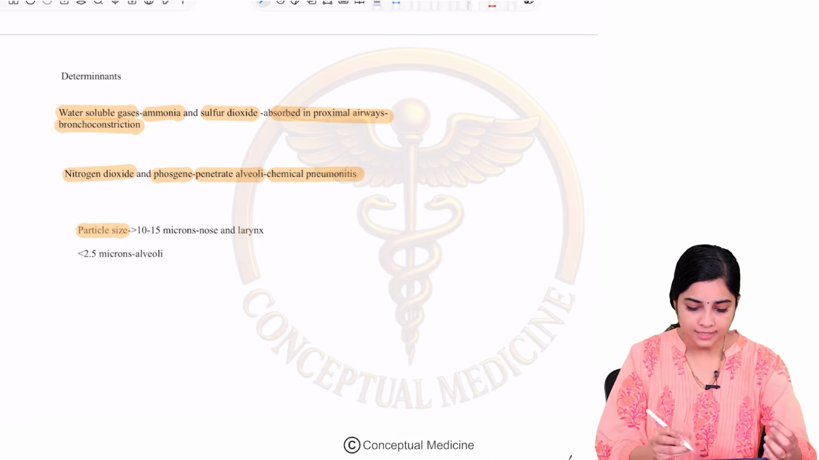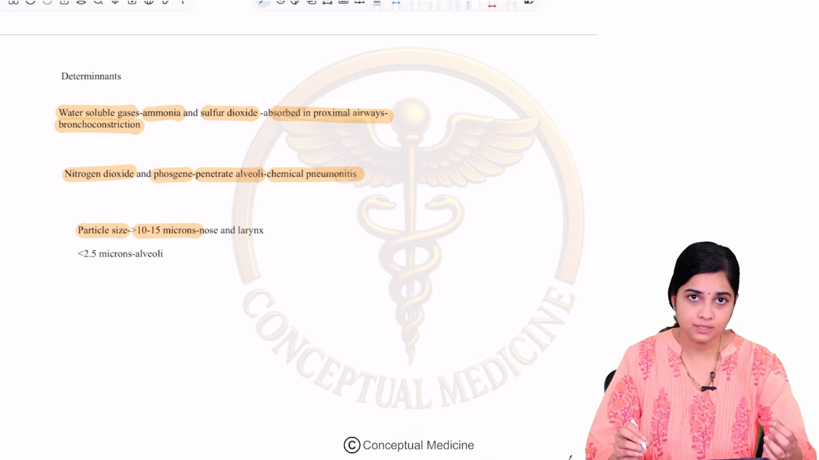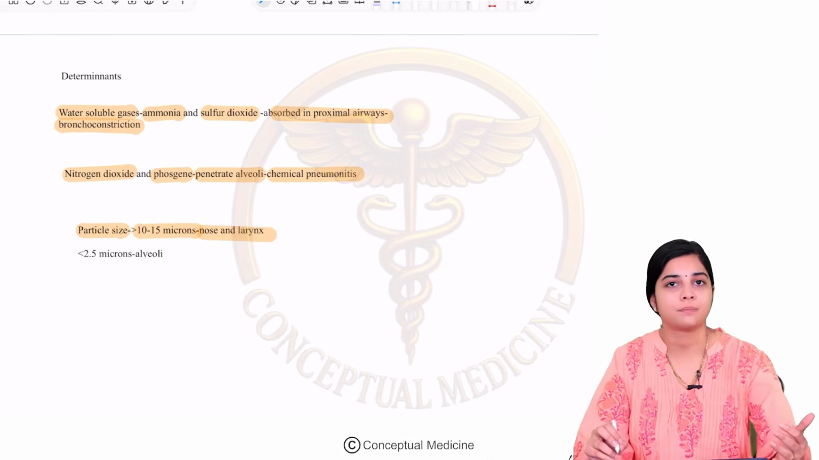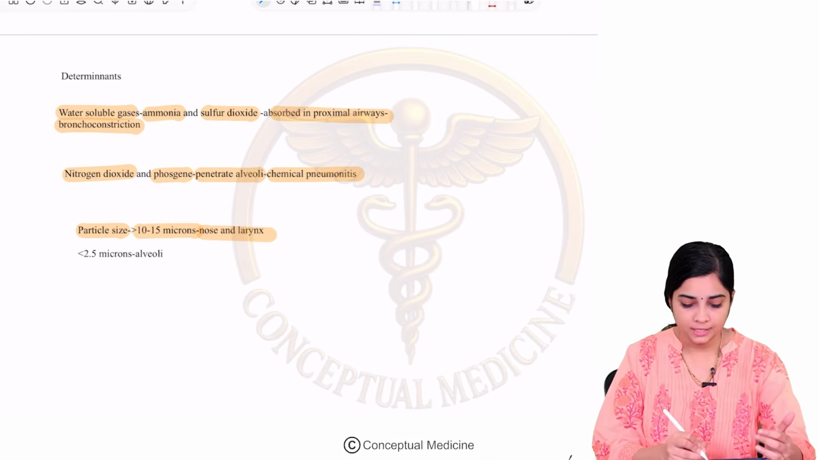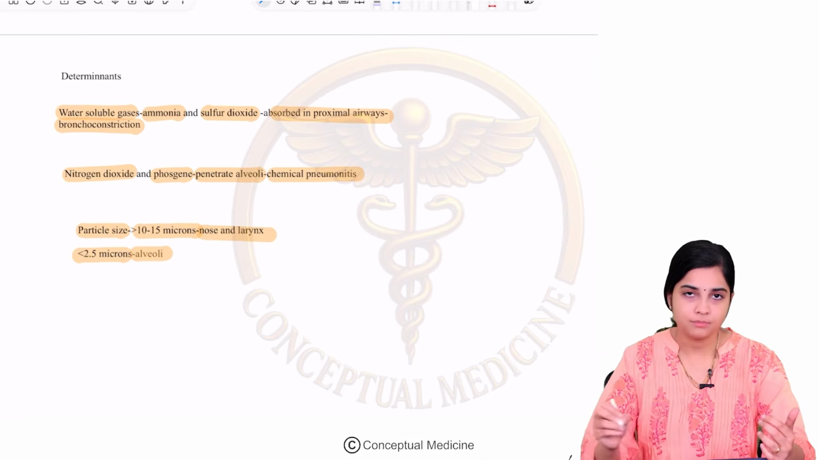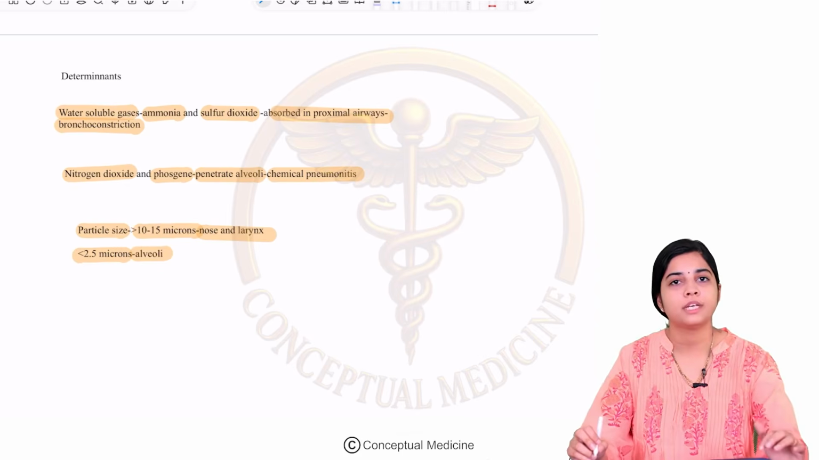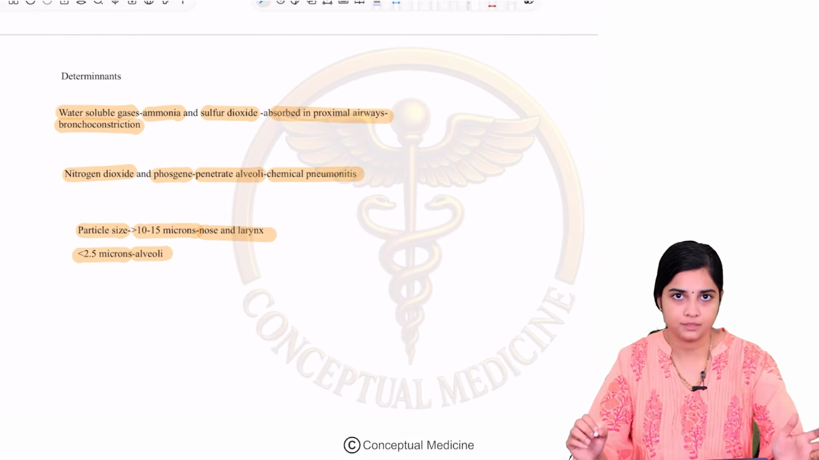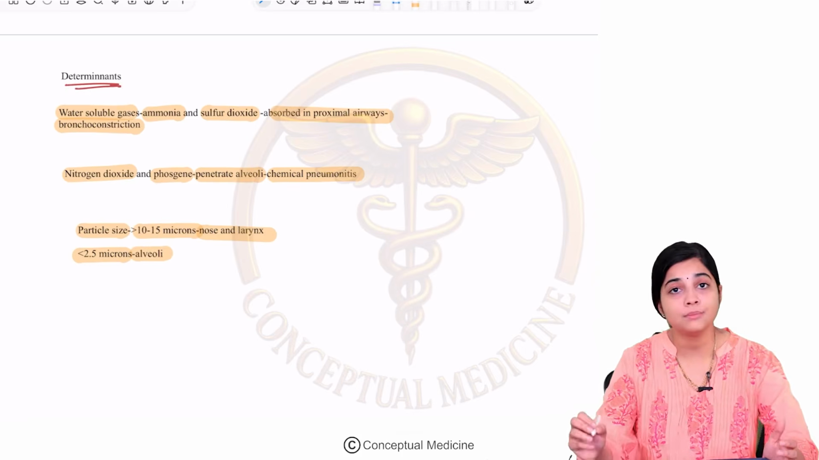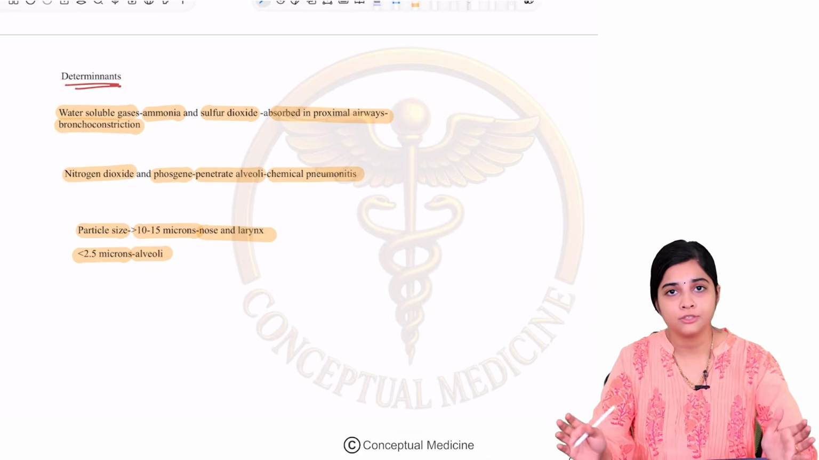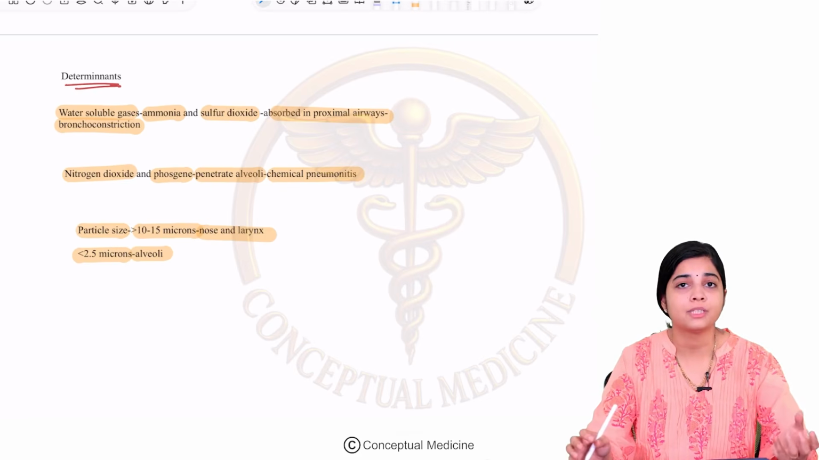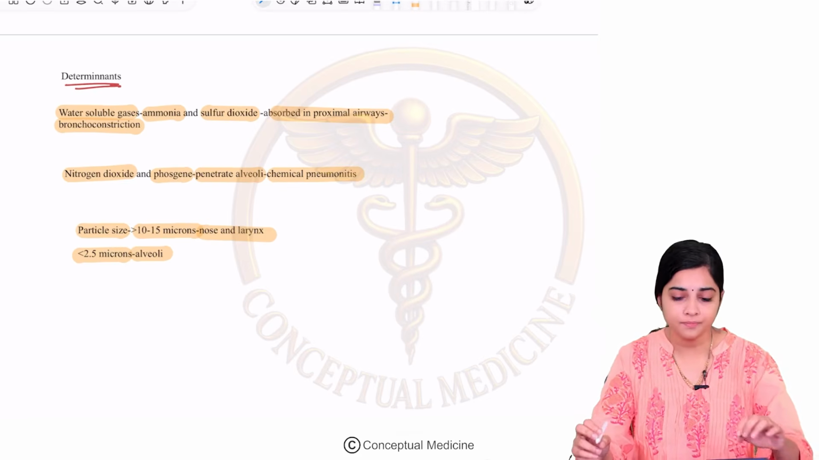If the particle size is more than 10 to 15 microns, then they are limited to the nose and larynx and they predominantly cause upper airway symptoms. If the particle size is less than 2.5 microns, then it predominantly involves the alveoli in the lower airway system and they can cause pneumonitis. Okay, so these are the most important points about the determinants of what type of injury happens. It depends upon the size, and it depends upon the nature of the gas that is inhaled.